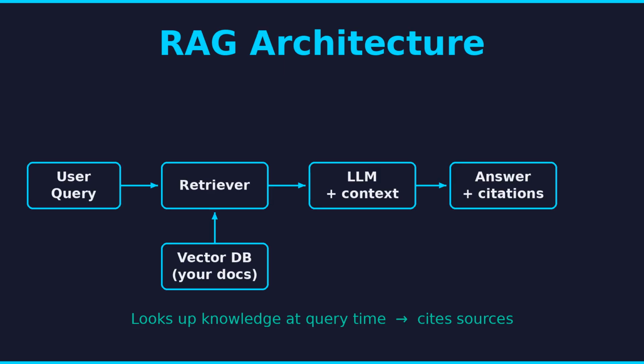RAG, Retrieval Augmented Generation, leaves the model alone. Every time a user asks, you search your documents, grab the relevant chunks, and stuff them into the prompt. The model reads them on the spot, like an open book exam. One bakes knowledge in, the other looks it up. That single distinction drives every other decision.